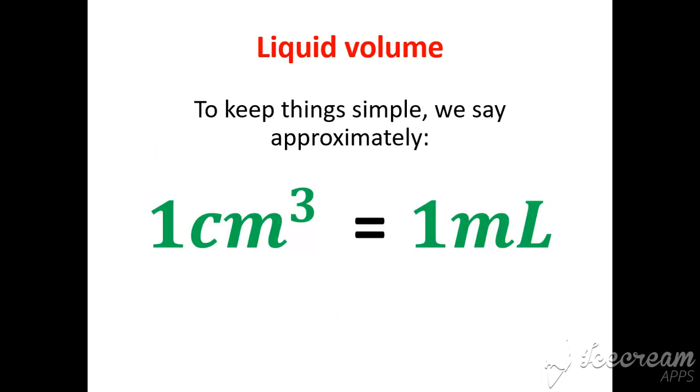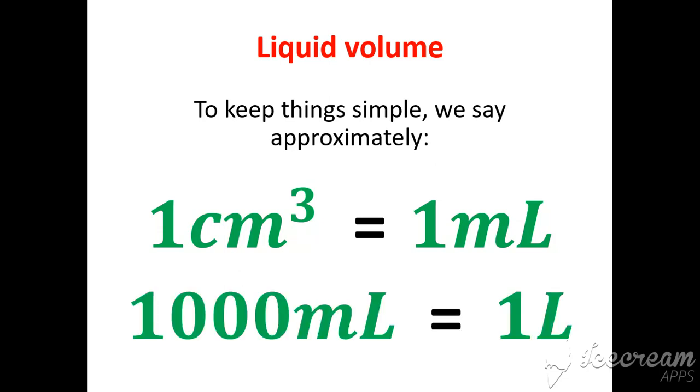Now, here's the key thing to remember from this video. 1 centimeter cubed is equal to 1 milliliter. Now, we're saying that pretty simply as an approximation. In real life, it's not quite accurate, but we're just going to use it as a really good guideline while we're in the mathematics classroom. So 1 centimeter cubed, which is a tiny cube that's 1 centimeter by 1 centimeter by 1 centimeter, it's not very big at all, and that would hold 1 milliliter of liquid.